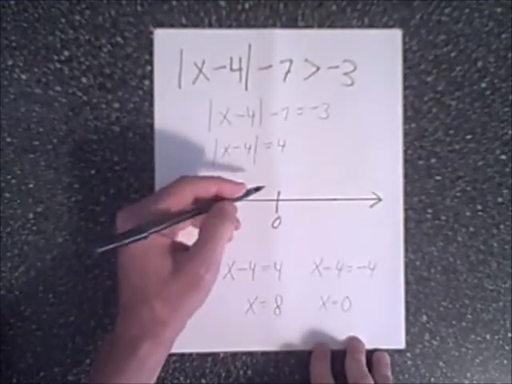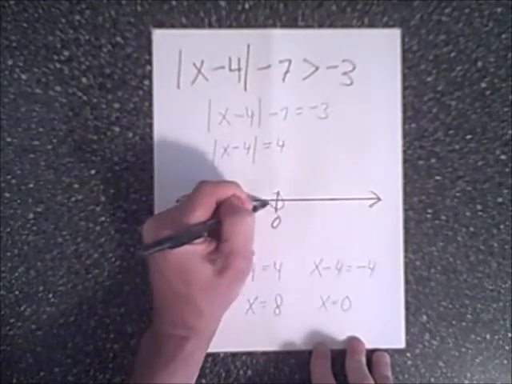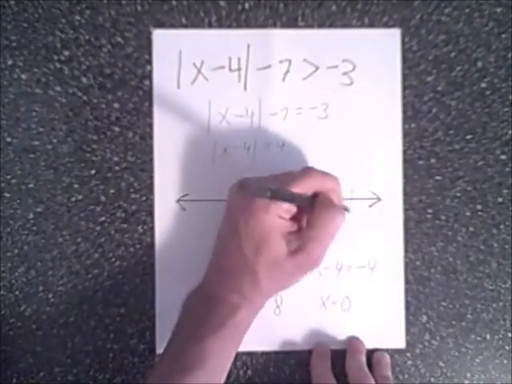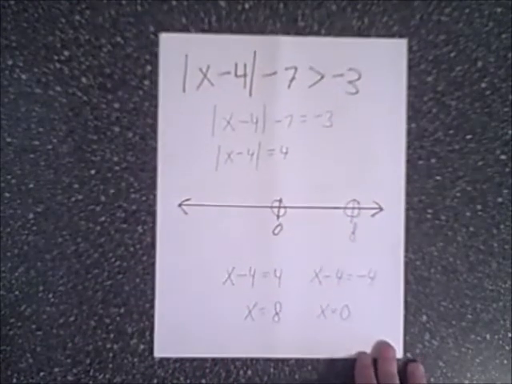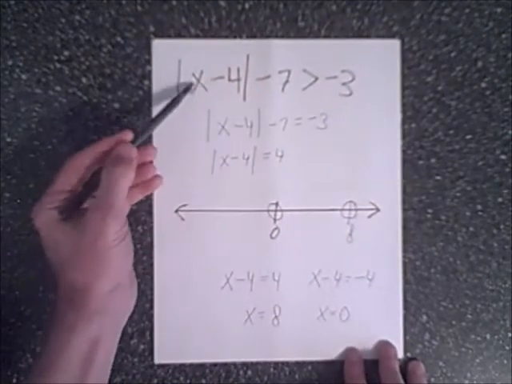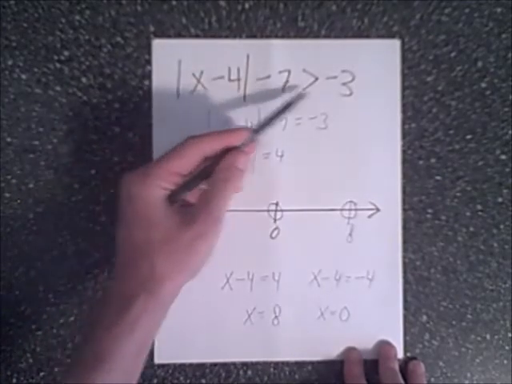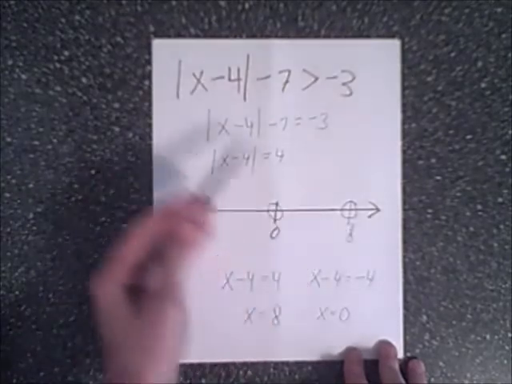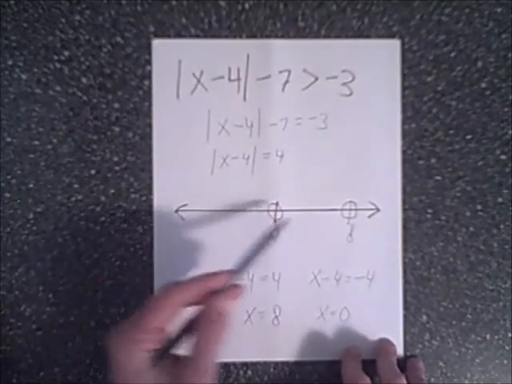Let's start with, again, it's going to be a greater than. So open circle for the 0, and then x equals 8, and open circle. And now we get to test points. Again, 0 minus 4 is negative 4, the absolute value is positive 4, minus 7 is negative 3, correct. 8 is 4, minus 7 is negative 3. And let's start testing the 3 regions.